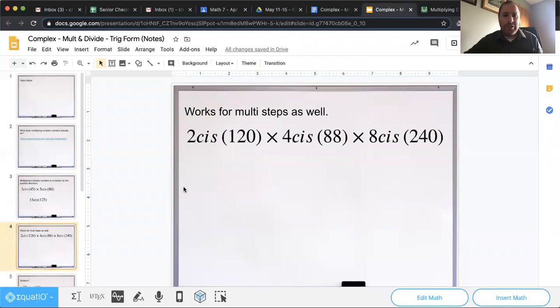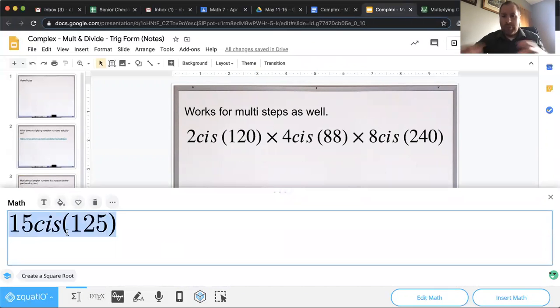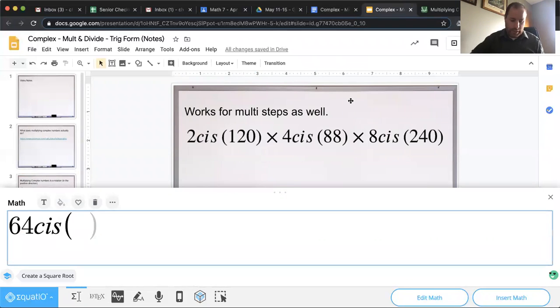That's it. And you can do this if you have multiple pieces here. You just do that like you do any multiplying. We just take here 2 times 4 times 8, which is 64. And then we just say this, well, in here we take 120 plus 88 plus 240, which I suppose that's 360 with 88 more. And that's 448 degrees. That's what that one is. So in there, that's not too bad.